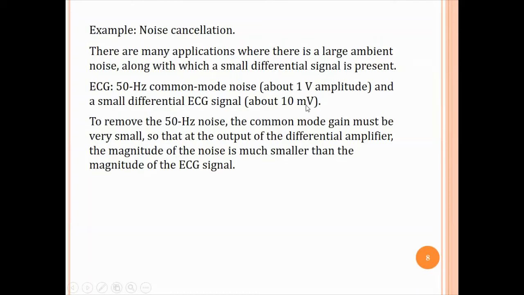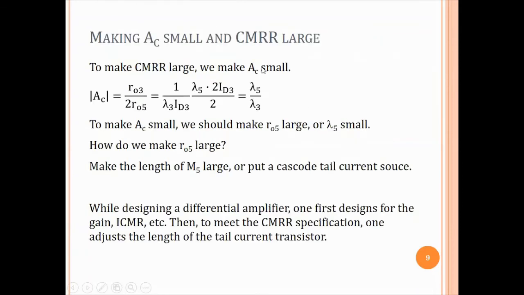So here is a very practical application which is used. This principle of a high CMRR is critical in designing differential amplifiers for ECG detection. All right. So we say, okay, we want to make our common mode gain small, and therefore by doing that we want the CMRR to be large.